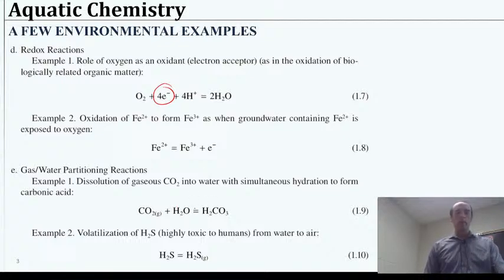H2CO3, or volatilization of hydrogen sulfide, H2S. That's the really stinky stuff. This is an interesting compound because it is so toxic that humans have evolved such a sensitive smell to it that we can actually sense it way before it's toxic. So hydrogen sulfide is extraordinarily toxic to humans, but we find it in our well water, and oftentimes it's fine, because at that level it's not toxic.